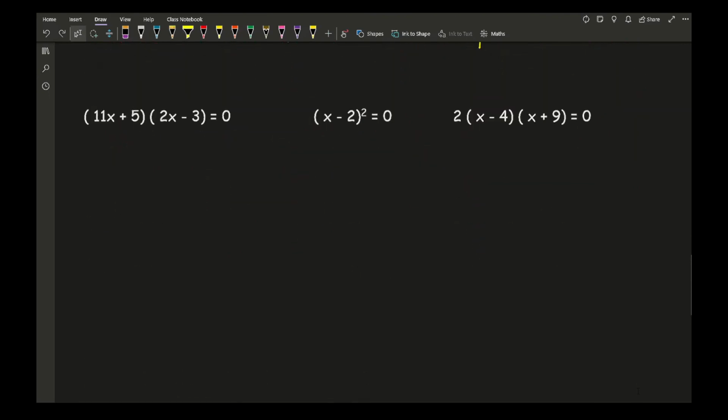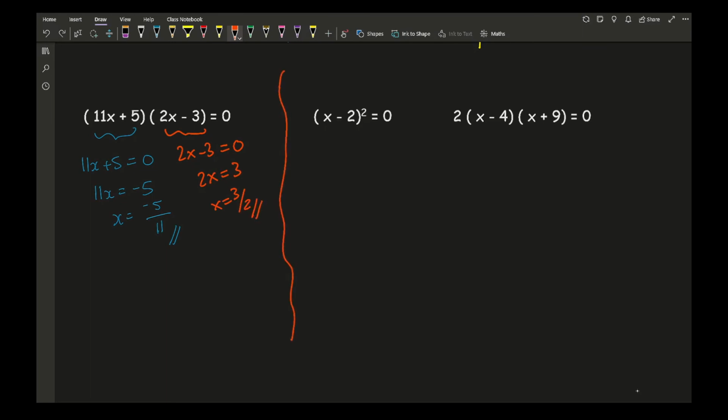And moving on to the next set of examples, and again, we can do this relatively quickly. So here we've got 11x plus 5 equals 0, so I've got 11x equals minus 5. And again, just be wary of when you are working with negatives, taking things to the other side. So that's one answer. And then I've got 2x minus 3 equals 0, so 2x equals 3, x equals 3 over 2.